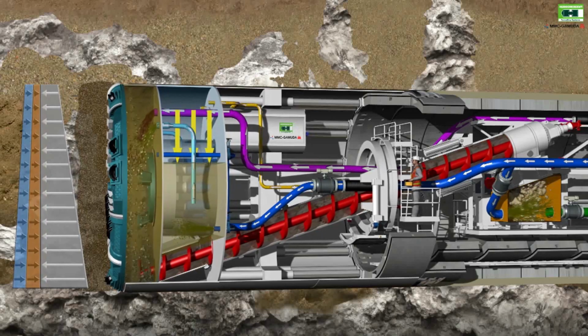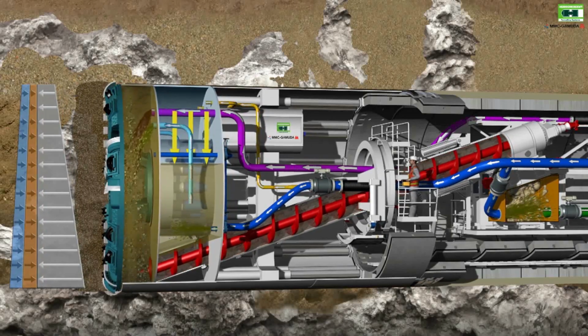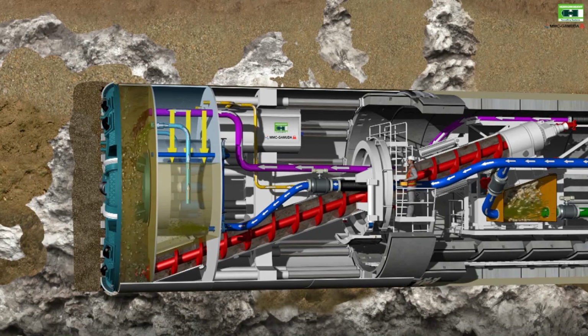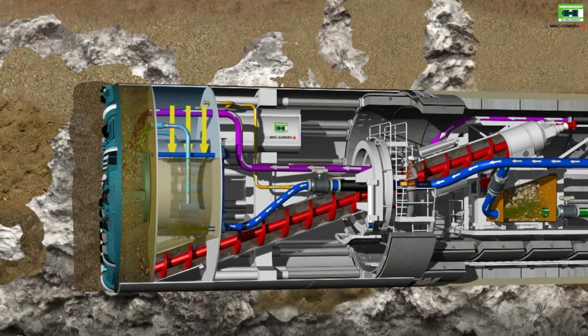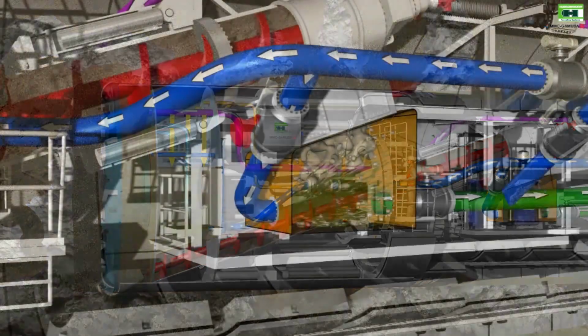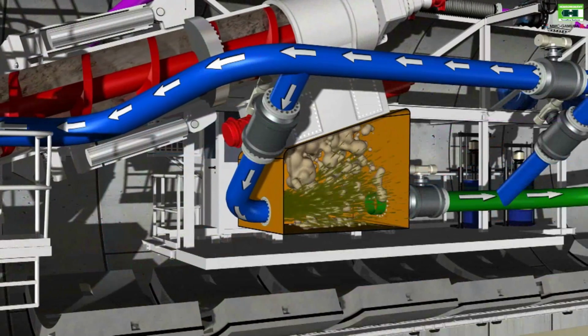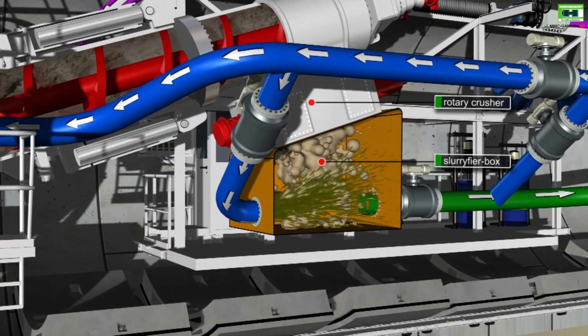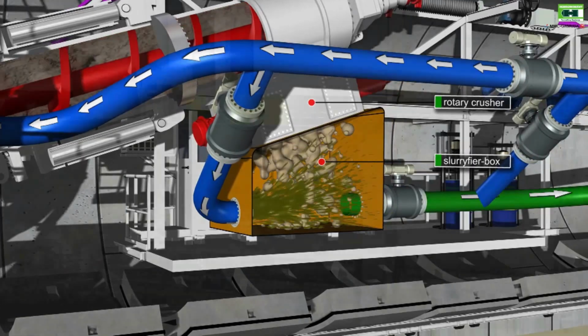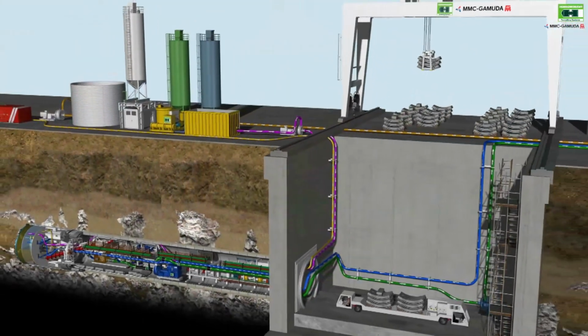Material is discharged from the excavation chamber via a screw conveyor, enabling a combination of highly viscous support material and excavated material. To ensure that this material can then be transported hydraulically via a pipeline, it passes through a rotary crusher unit and is liquefied in a slurryfier box by adding liquid.